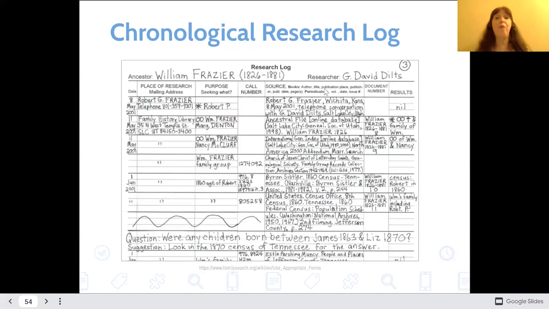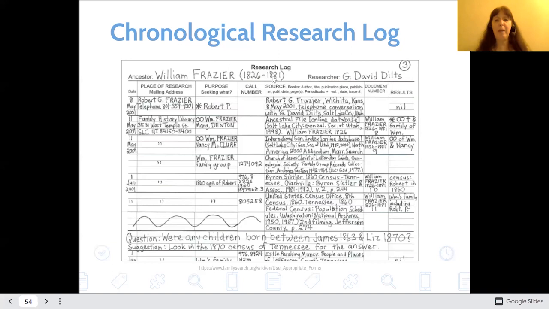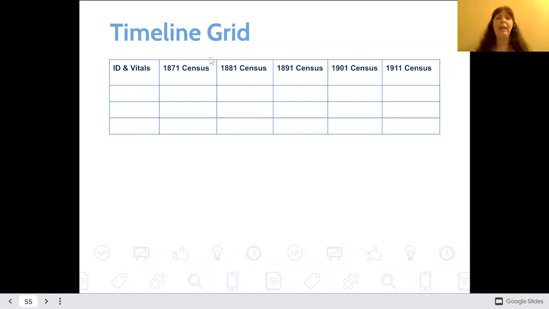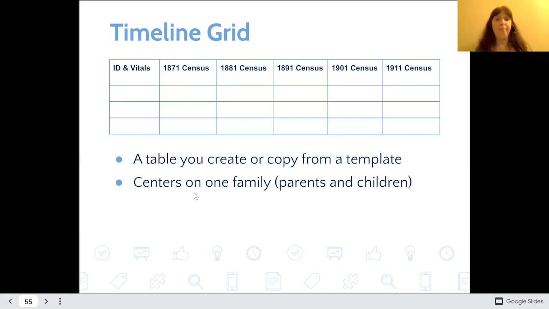Another form that I love is called the Timeline Grid. And this one is different than when you collect information in the order in which you find it. Instead, the Timeline Grid is for places with regular census records. And so it has a column for every census that you expect to find for the family and a row for every person. It's just a table. I've actually got templates. I think I put the link in here to it. So you can just copy templates. There's no charge. It's just a free table, or you can create your own in a spreadsheet or in Word or whatever. So it's just a table and it centers on one family.